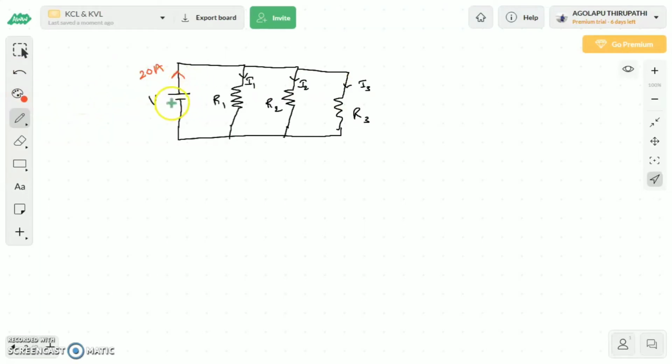Let us say the current delivered from the voltage source is 20 amperes, I1 is equal to 5 amperes and I2 is equal to 10 amperes. Now I want I3. What is the I3 value? Apply KCL for this circuit. According to KCL, at any node or junction, sum of incoming currents is equal to sum of outgoing currents. Here 4 branches meet at one point, so we can take it as one node.